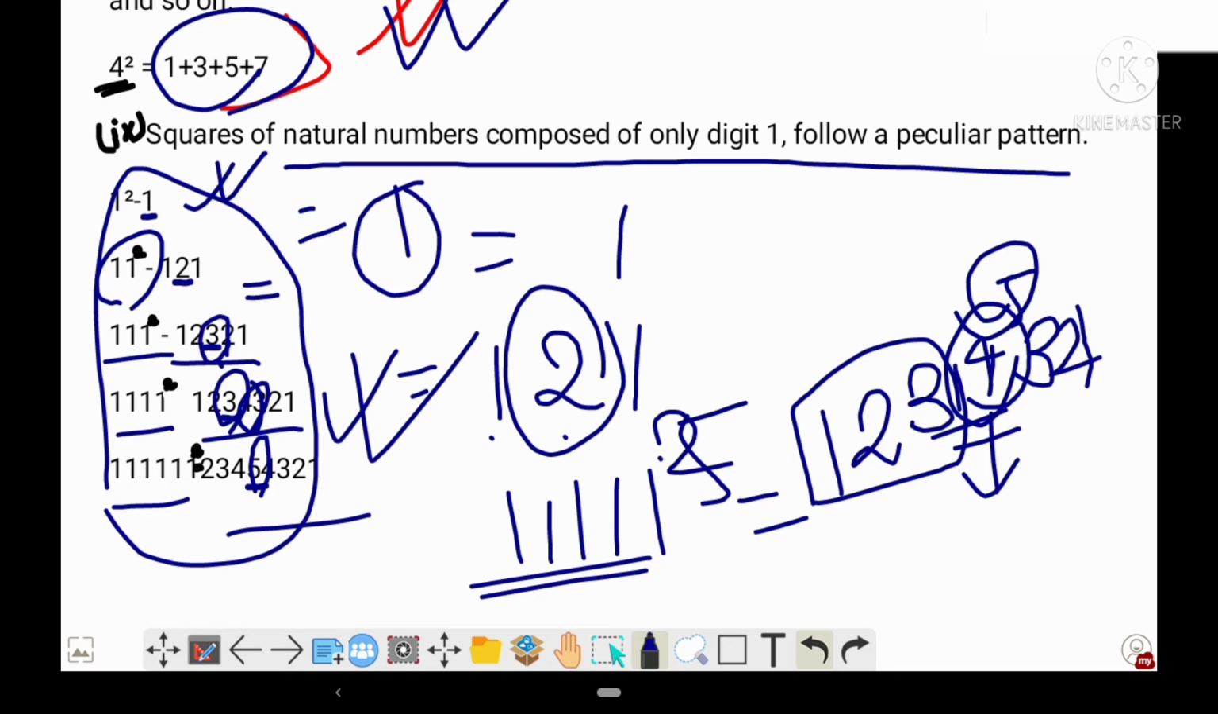So now the last fact which you have to study is very easy. It is also to observe the sum of the digits. Wait, I'll clear here and just make you understand. It's very easy.